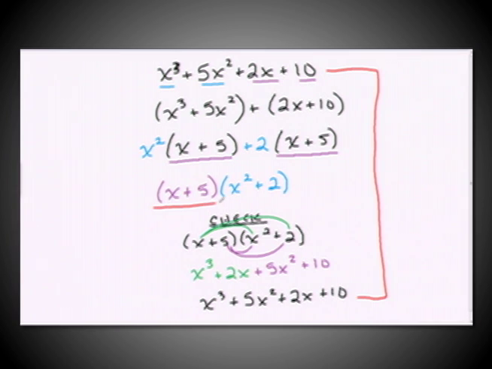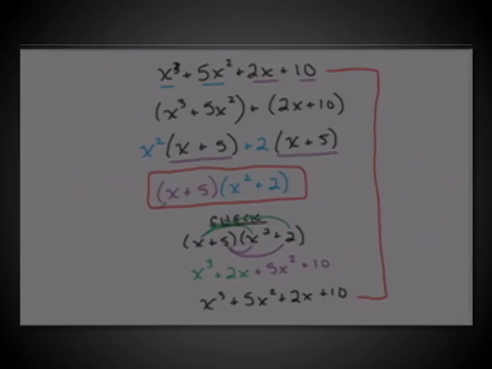Therefore, x plus 5 times x squared plus 2 is the factored form of x cubed plus 5x squared plus 2x plus 10.